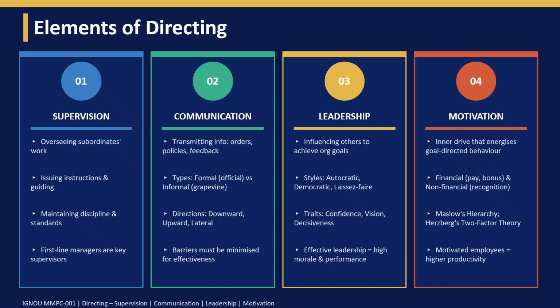Autocratic leadership is where the leader makes all decisions unilaterally, with no input from employees. It works well in crisis situations or with unskilled workers who need clear direction, but it lowers morale and kills creativity. Democratic leadership, also called participative leadership, involves the team in decision making, which leads to higher morale, better solutions, and a sense of ownership, though it can slow down decisions.